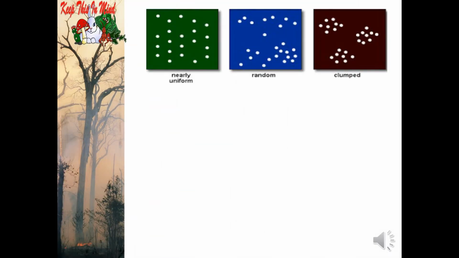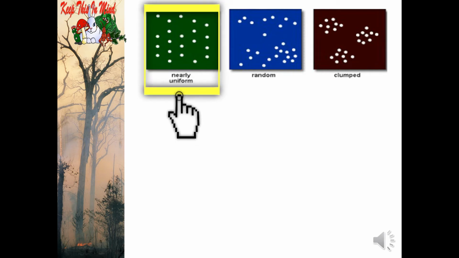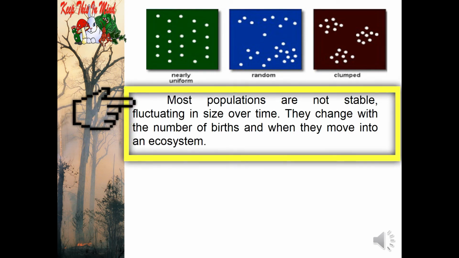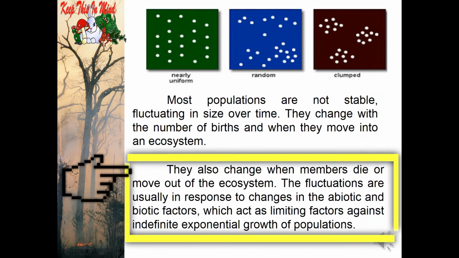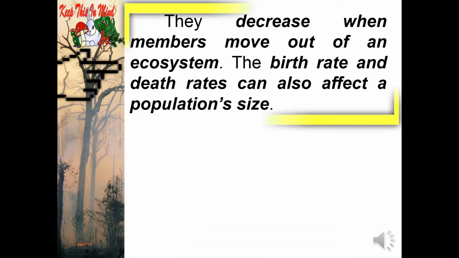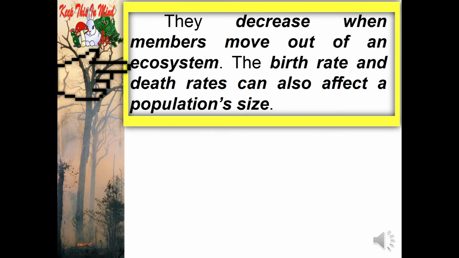The illustration shows the different patterns of population distribution. We have uniform, random, and clumped. Most populations are not stable, fluctuating in size over time. They change with the number of births and when they move into an ecosystem. They decrease when members move out of an ecosystem. The birth rate and death rates can also affect population sizes.